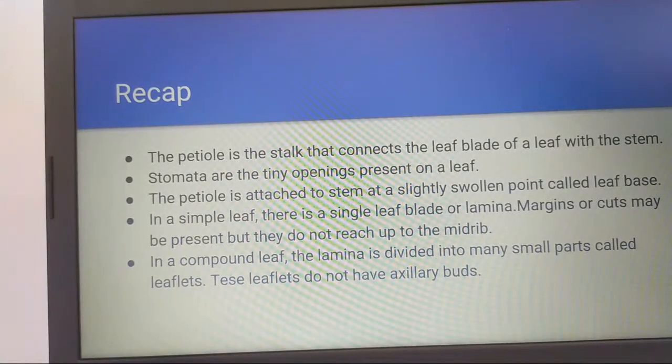Then we have also discussed that the petiole is the stalk that connects the leaf blade of a leaf with the stem. Stomata are the tiny openings present on a leaf. Then we have discussed the petiole is attached to the stem at a slightly swollen point, which is called the leaf base.